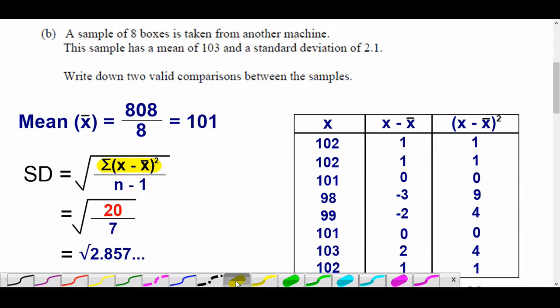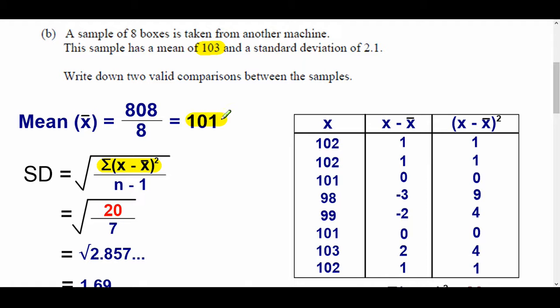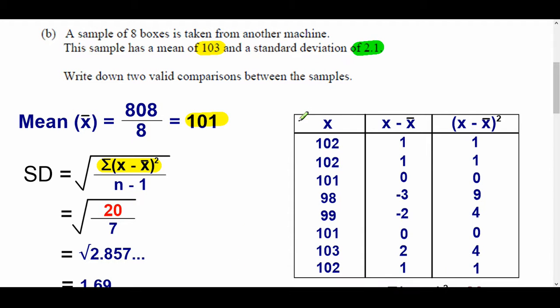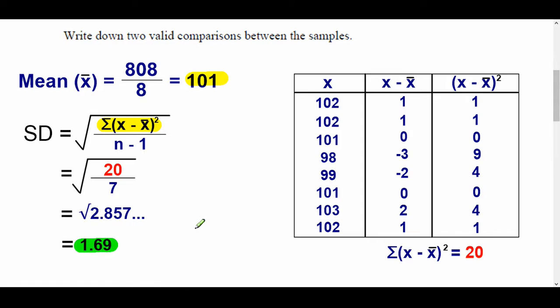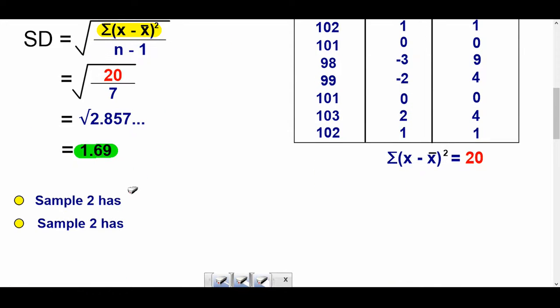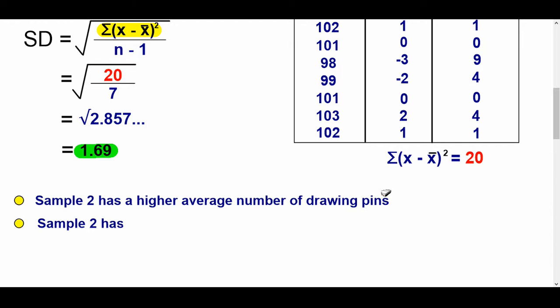Now the comparisons are basically, you're looking at these things because the mean, you're going to compare them, and you're also going to compare the standard deviations. They're the 2 kind of things they're looking for you to do. So this is the second sample. So you can see in the second sample the mean's got higher, and that's what I'm going to write first for 1 mark. Sample 2 has a higher average number of drawing pins than sample 1.